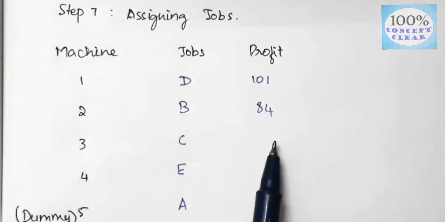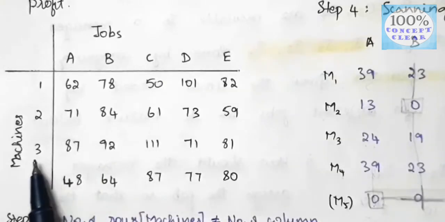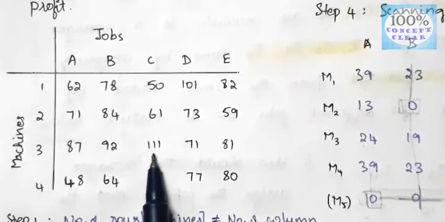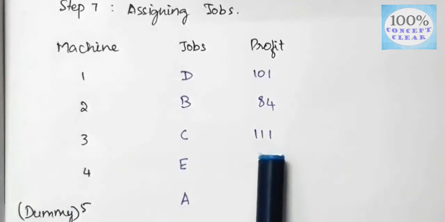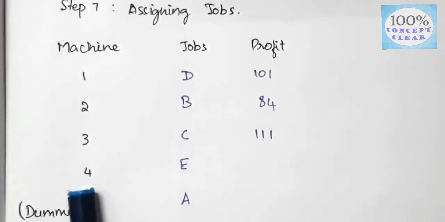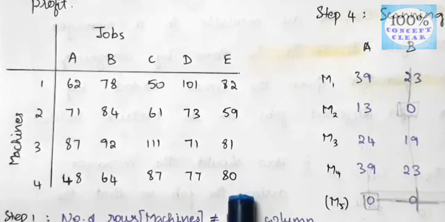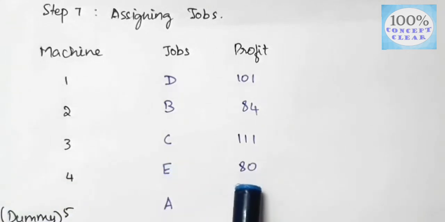Now check what is the profit for machine 3 and job C. Now see, machine 3 and job C, the profit is 111. Now check machine 4 and job E. Machine 4 job E, answer is 80. Now check what is the profit for machine 5 and job A. Machine 5 is a dummy machine, so 0.